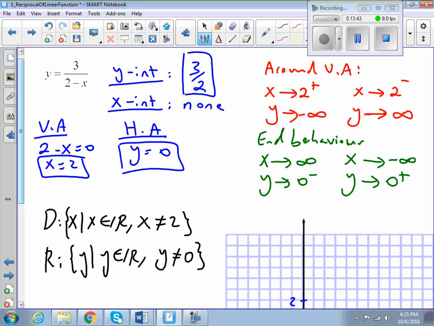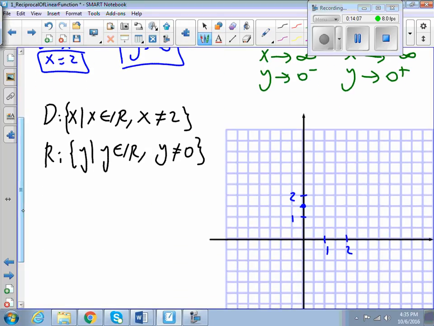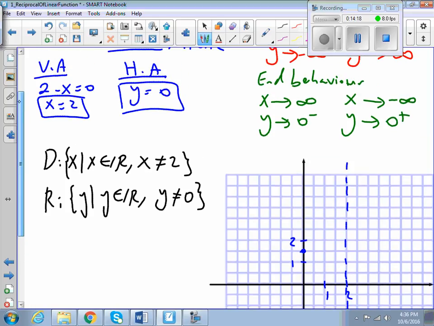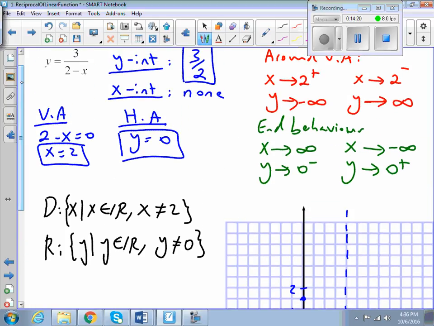Now, my vertical asymptote is where my denominator is 0, so 2 minus x equal to 0, so x is equal to 2. And for the horizontal asymptote, as I said, if you sub in a very large number, you are dividing 3 by a very large number, or a very, very small number like negative 1 million, and then you will get close to 0. So y equal to 0 is my horizontal asymptote. So let's put in my asymptote, x equal to 2. And make sure you draw using your ruler. Okay. So that's my horizontal asymptote.